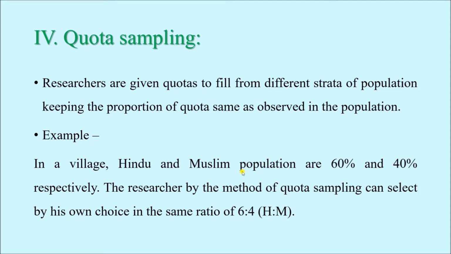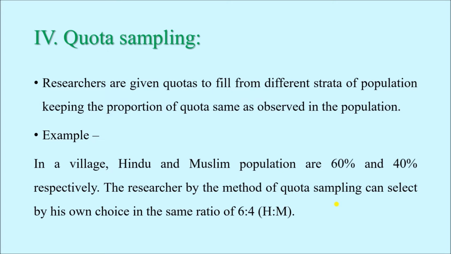In a village, Hindu and Muslim populations are 60% and 40% respectively. So in this village, the population is stratified based on religion. We could stratify this population based on religion or gender or age group, whatever. In this example, it is stratified based on religion, and as you can see, Hindu to Muslim is 6 is to 4. So we are maintaining this ratio. Now, whenever I am collecting a sample from this population, I should also maintain the 6 is to 4 ratio in my sample.